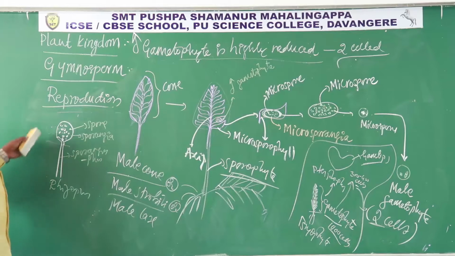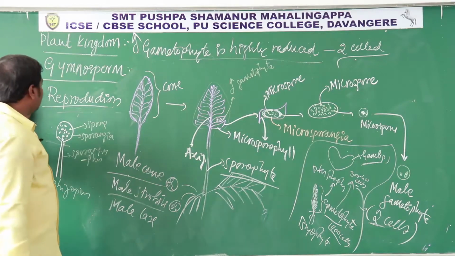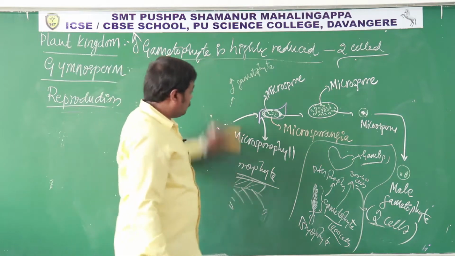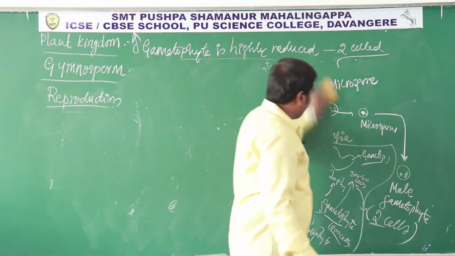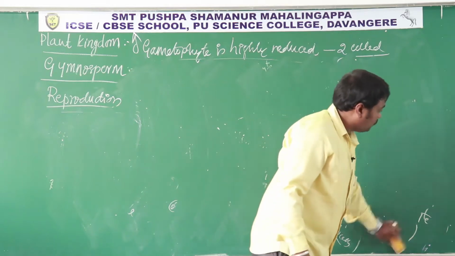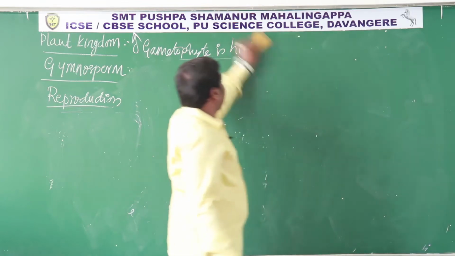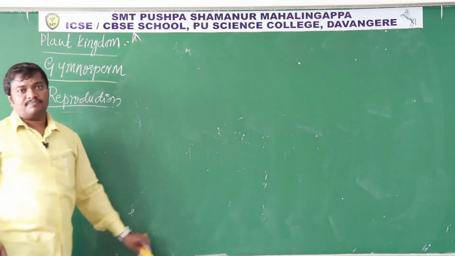So this is about the male cone in sexual reproduction. In the next class we can discuss how the female cone is, what the female cone structure is like, how fertilization occurs, and how the seed is formed. Okay, thank you.